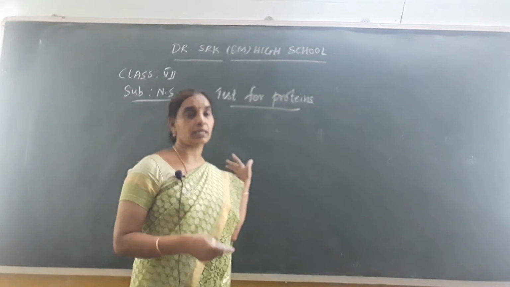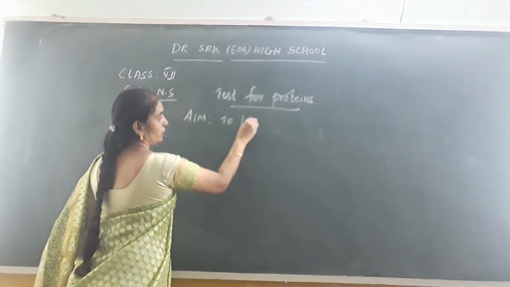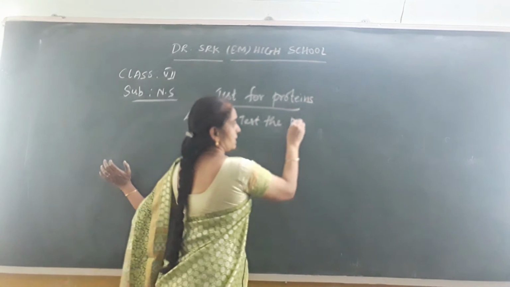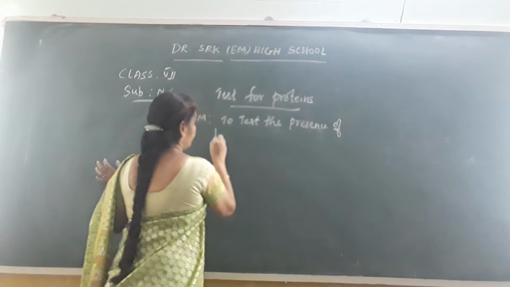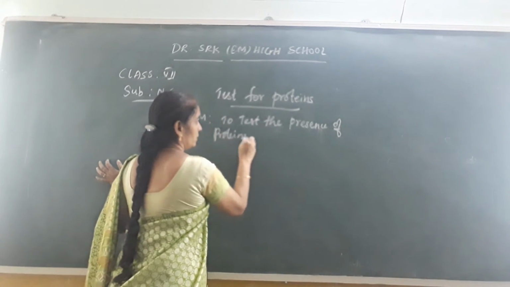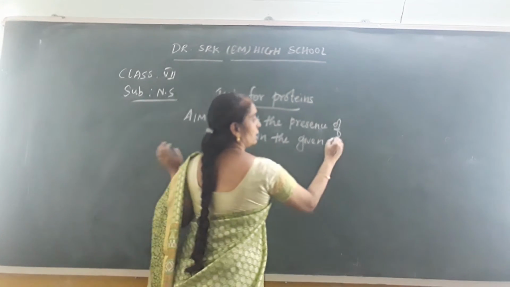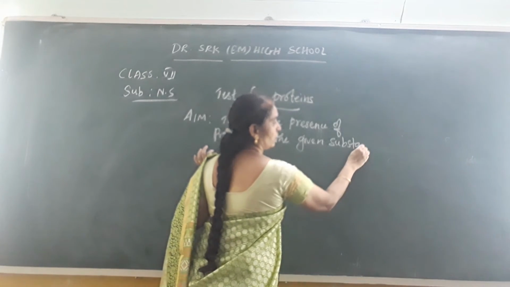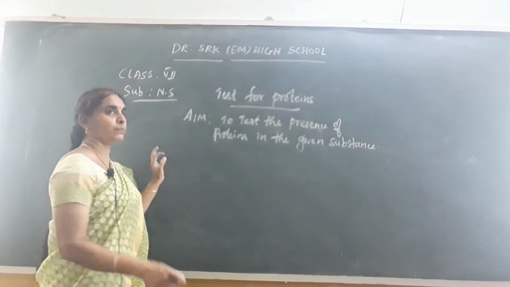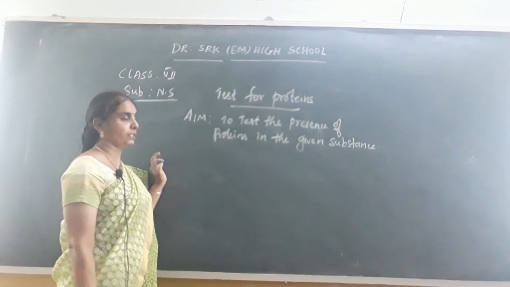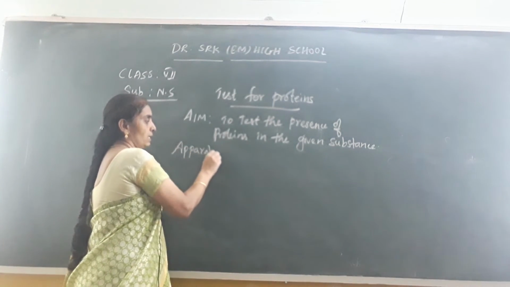So what is the aim now? As you have said earlier in the previous test, you have to write this also: to test the presence of proteins in the given substance. Here the given substance may be any pulse, or you can take milk, or egg also, and do the test. You can remove the egg yolk and do the test for the egg too. And the material required for this is milk.